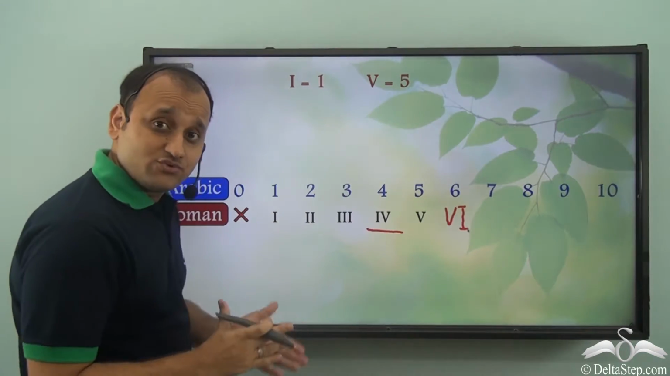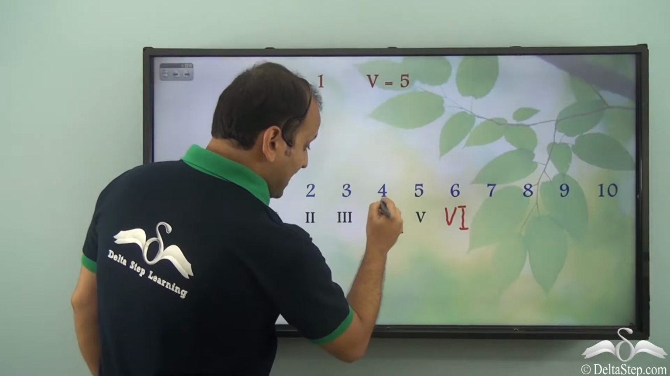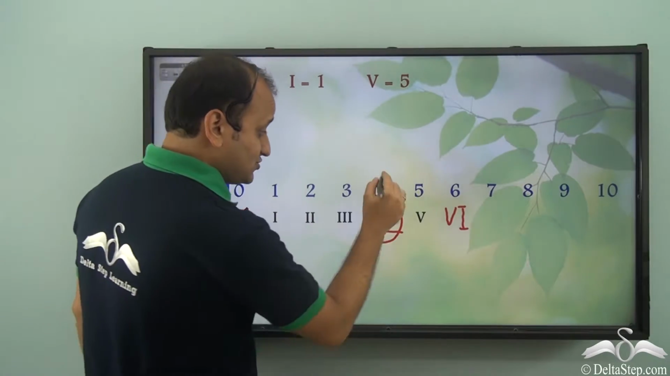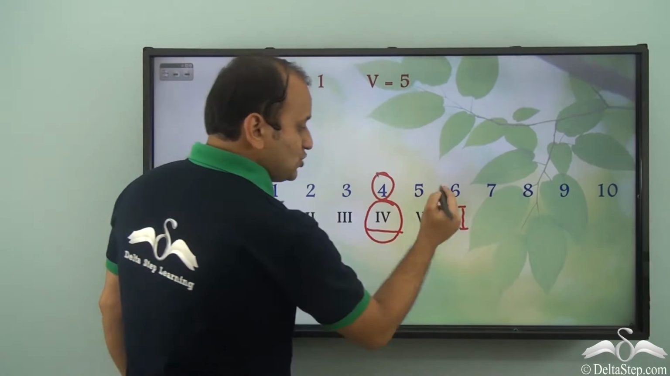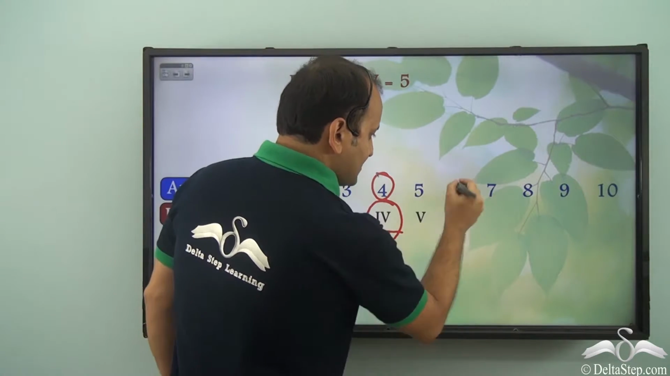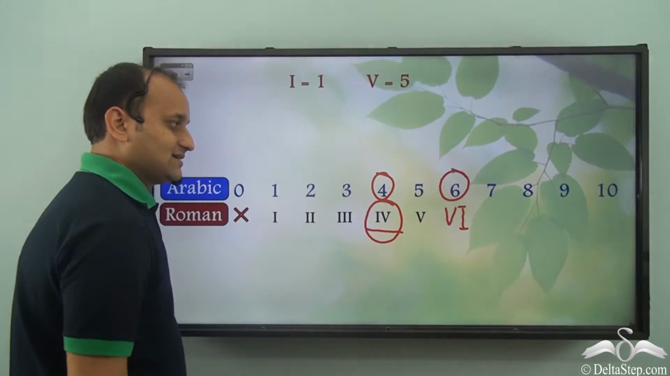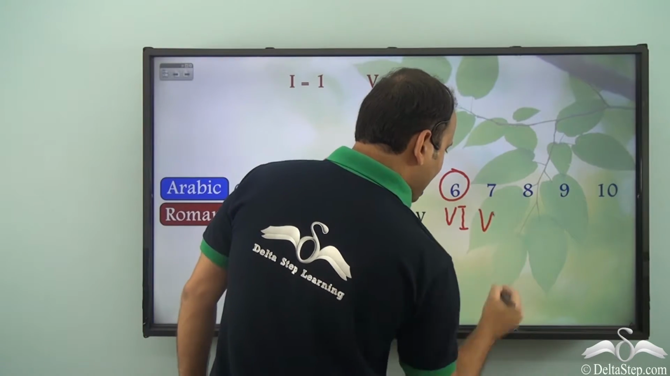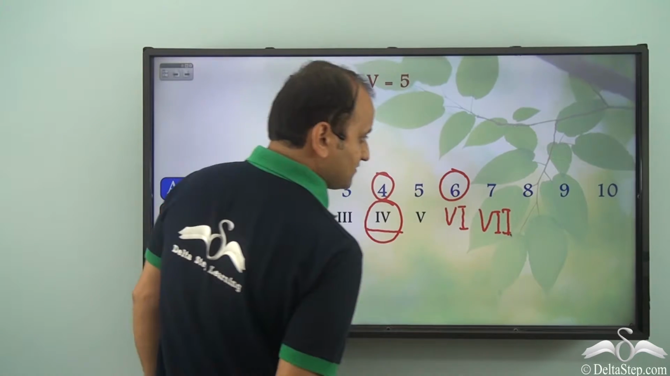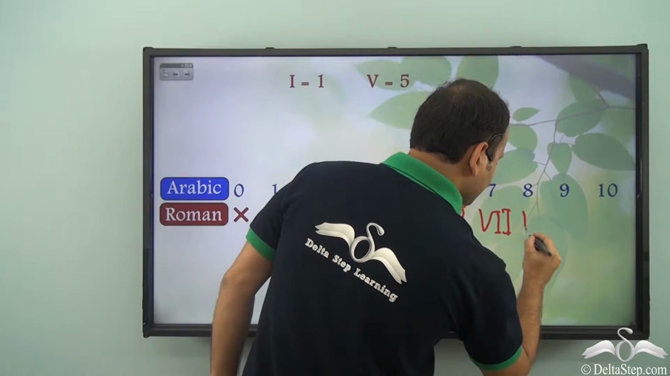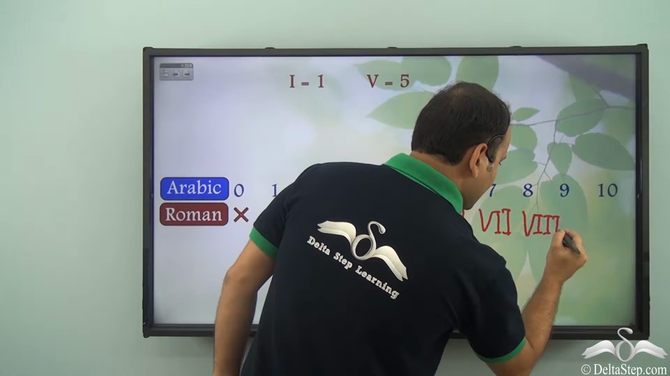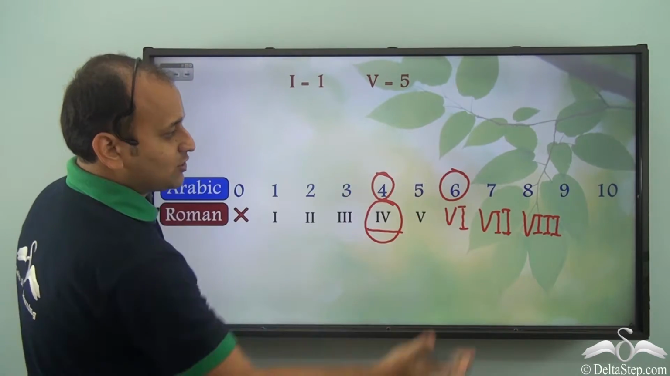So this is the basic rule of Roman numerals. When you have a smaller number to the left of the larger number, you subtract, so it becomes 4. And when you have a smaller number to the right of the larger number, then we add. So we have 5 plus 1, 6. Similarly for 7, we have 5, 6, 7. And then for 8, 5, 6, 7, 8. So what will be the natural order in this case?